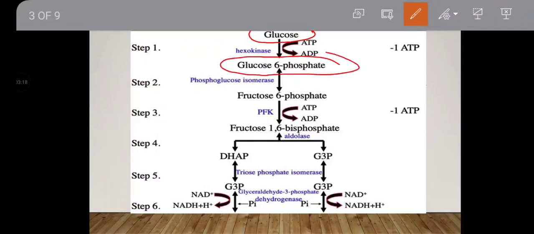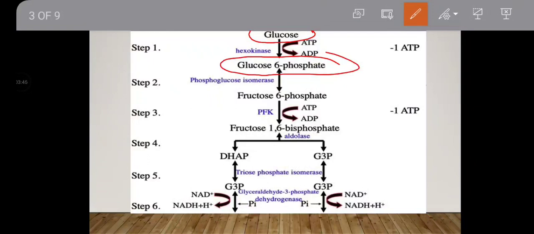So from glucose you generate glucose 6-phosphate. This reaction is catalyzed by the enzyme hexokinase or glucokinase, and this reaction uses what? ATP. So this is the first step in what? Glycolysis. In particular, the energy investment phase. As you can see, this is the first step that uses what? ATP.